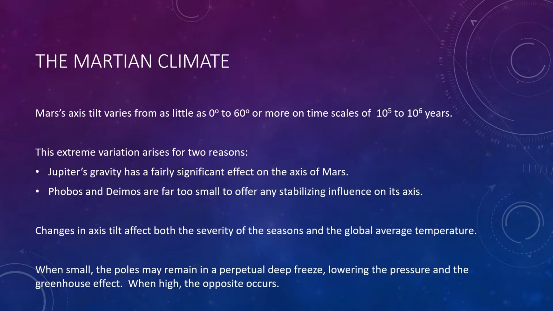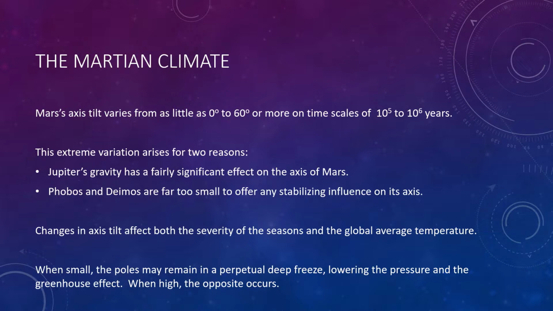This extreme variation arises for two reasons. First, Jupiter's gravity has a great effect on the axis of Mars, far more than it does on the Earth, because Mars's orbit is closer to Jupiter's orbit. Second, Earth's axis is stabilized by the gravity of a relatively large moon. Mars's two tiny moons, Phobos and Deimos, are far too small to offer any stabilizing influence on its axis.